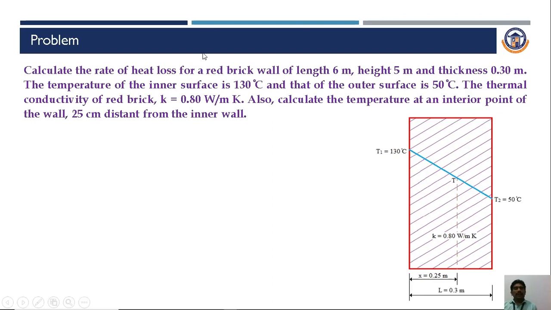Using these two things we can solve one problem. Calculate the rate of heat loss for a red brick wall of length 6 meter, height 5 meter, thickness 0.3 meter. The temperature of the inner surface is 130 degrees Celsius and that of the outer surface is 50 degrees Celsius. The thermal conductivity of red brick is K equal to 0.8 watt per meter Kelvin. Also calculate the temperature at the interior point of the wall, 25 centimeter distance from the inner wall. So we need to calculate two things: how much heat will be lost from this red brick wall, and what temperature lies in the brick at 25 centimeter from the inner wall.